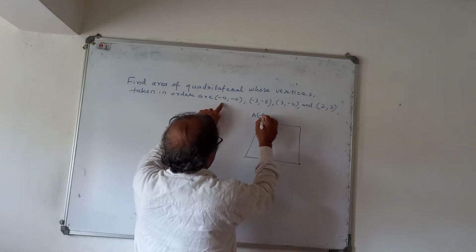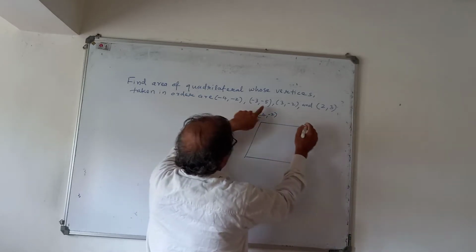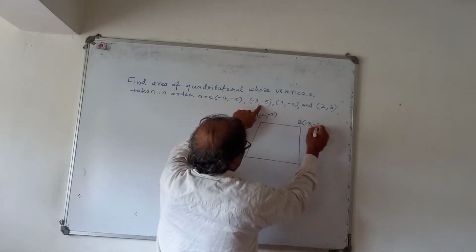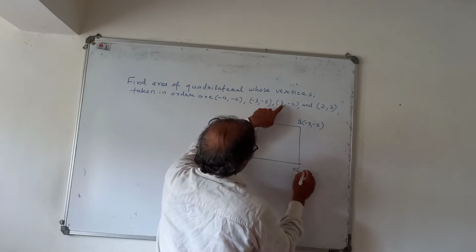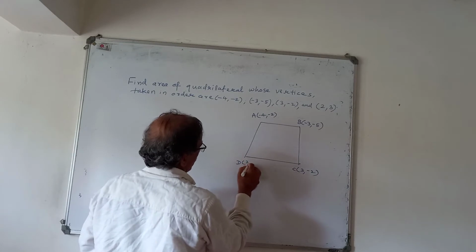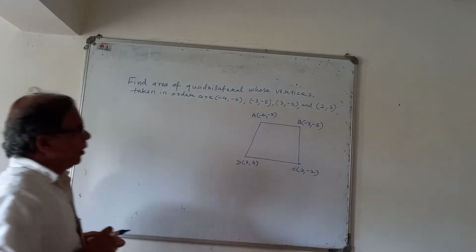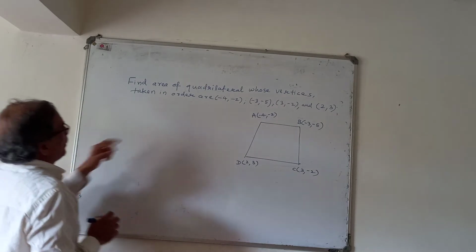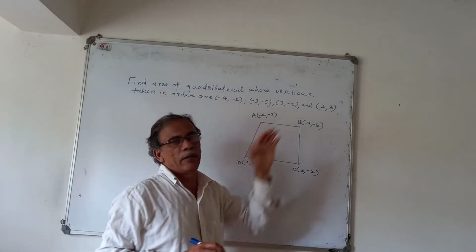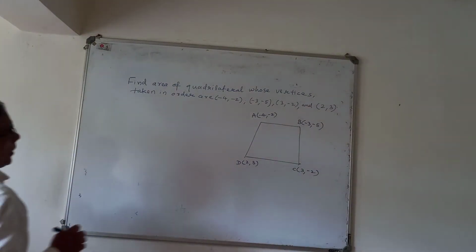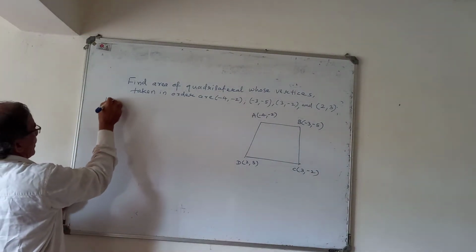Suppose A (-2, -4), B (-3, -5), C (3, -2), and D (2, 3). So all the coordinates of the four vertices of the quadrilateral are given, and we have to find the area of the quadrilateral. Here, in order, the coordinates are given, but the names of the points are not given. So let us start like that.